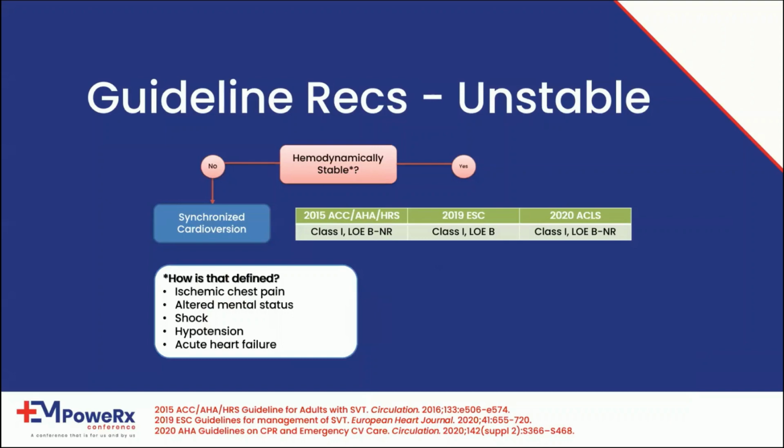So real quick, we'll get unstable patients out of the way. For the rest of this talk, we'll focus on stable patients. But for hemodynamically unstable patients, between all of the guidelines, the American Cardiology Guidelines, the European Guidelines, and the ACLS Guidelines, they all have a Class 1 recommendation for synchronized cardioversion. Do they give a great definition? No, they don't. It's documented ischemic chest pain. If a patient's altered or showing other signs of shock, that's their definition of unstable.